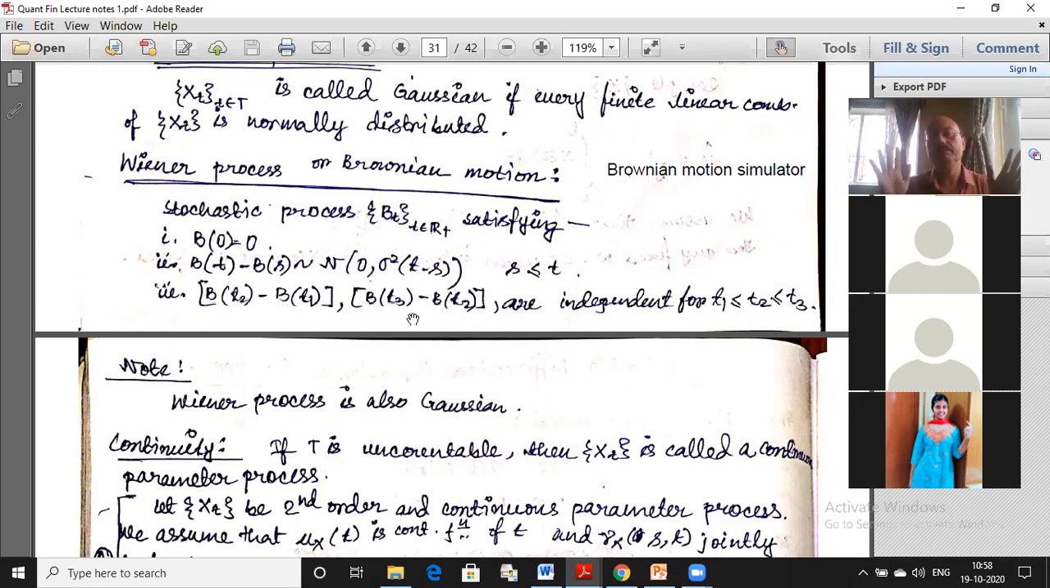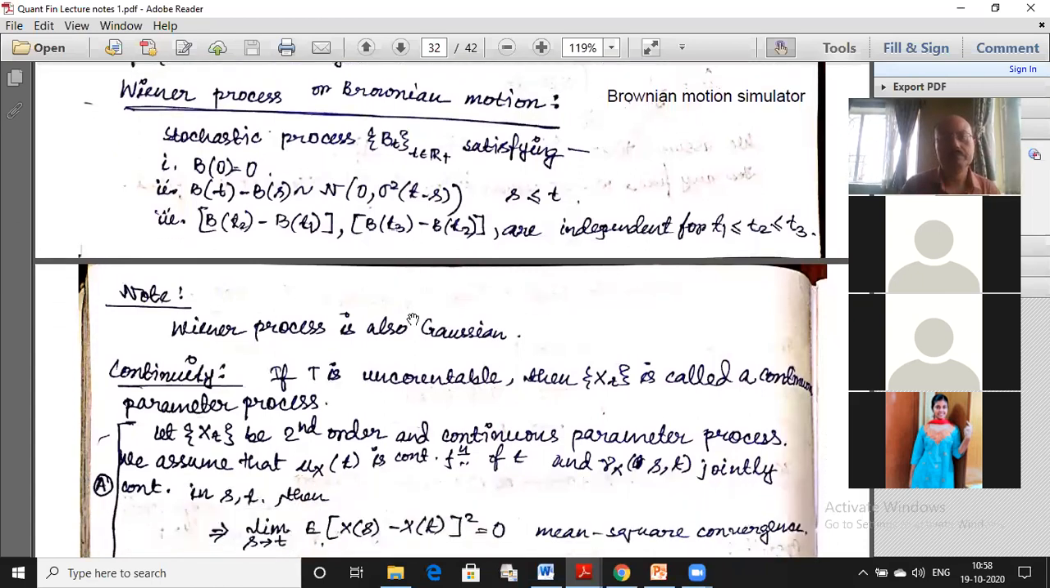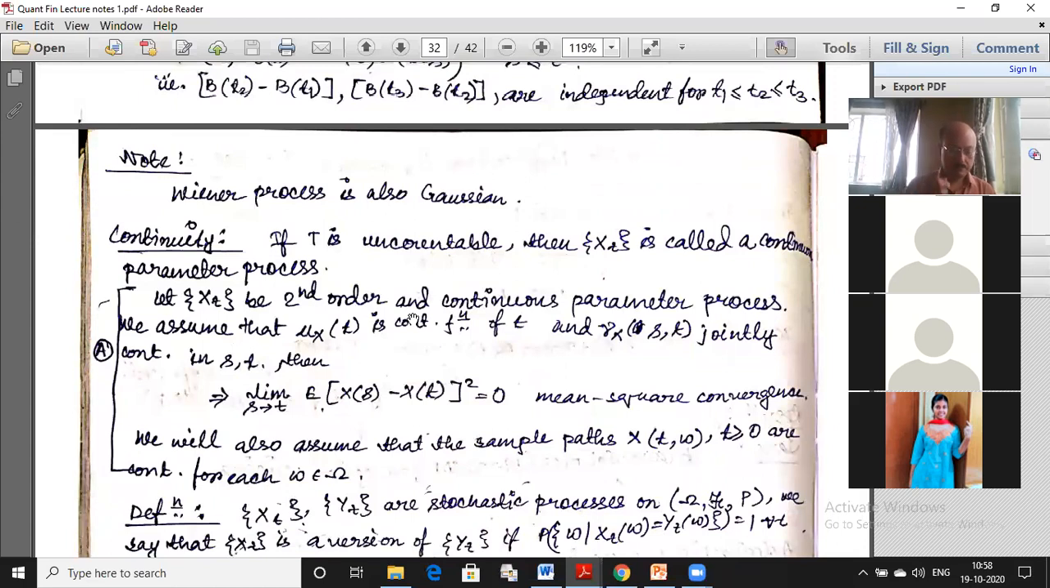So is this clear? This is mean 0 because I have the same chance of going up and down. So in expected terms, I will stay at the same level. The variance is proportional to the time gap. That is very important. And increments over disjoint time intervals are independent. So is this clear? The definition and what it really means?